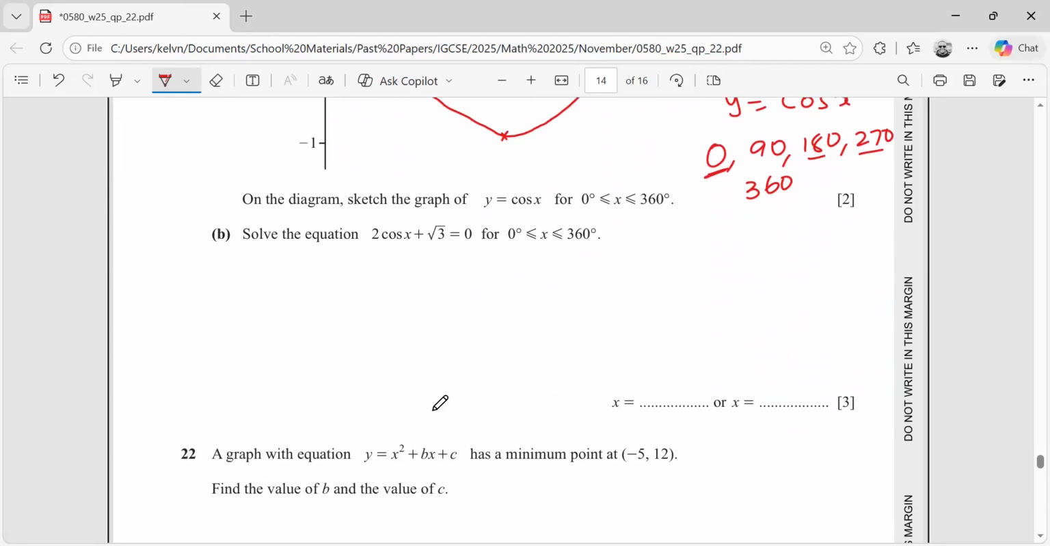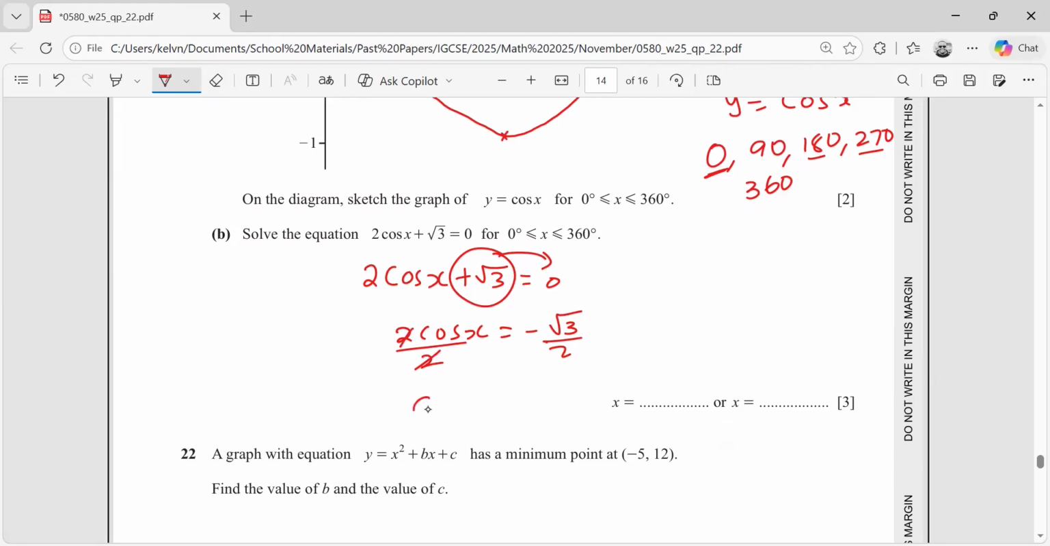Okay, good. So for part B, it tells us to solve the equation 2 cos x plus square root of 3 is equal to 0, for between 0 and 360. The way we approach this, I want to rearrange everything and be left with cos x on the left side. So I have 2 cos x plus square root 3 equals 0. If I take this to the other side, I'll have 2 cos x equals negative square root 3. And I can divide both sides by 2. And I have cos x is equal to negative square root 3 over 2.